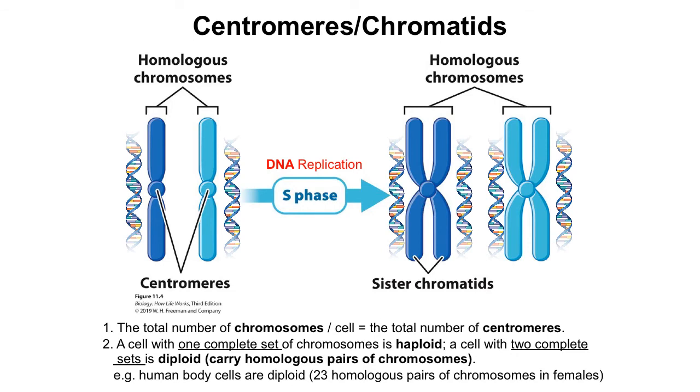There are two more terms that we need to be familiar with in terms of the structure that they represent in order for us to fully understand the mechanics of mitosis. And that is the term centromeres, which I introduced to you in the previous slide, and the term chromatids. Okay. So here on the left side is a representation of what we call a homologous chromosome. And in this case, before S phase, homologous chromosomes are unreplicated.